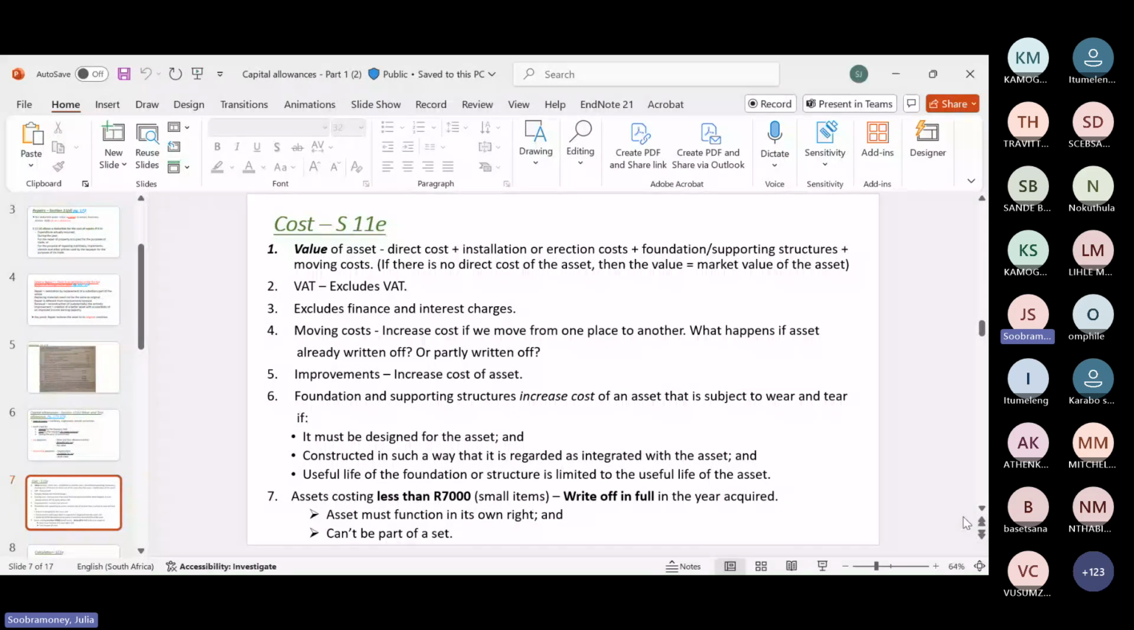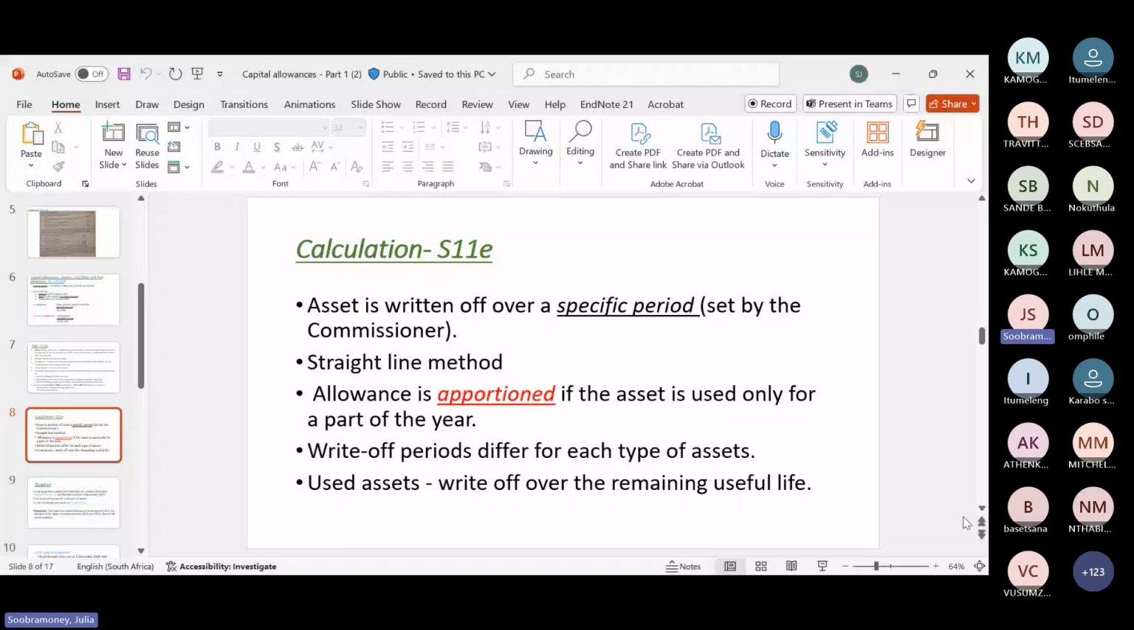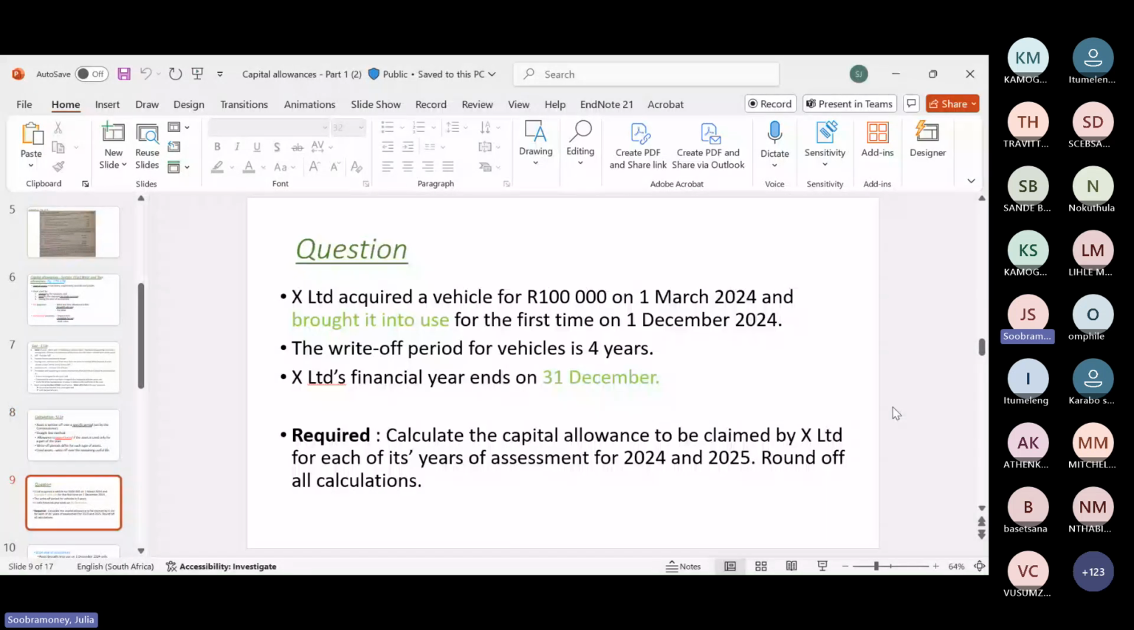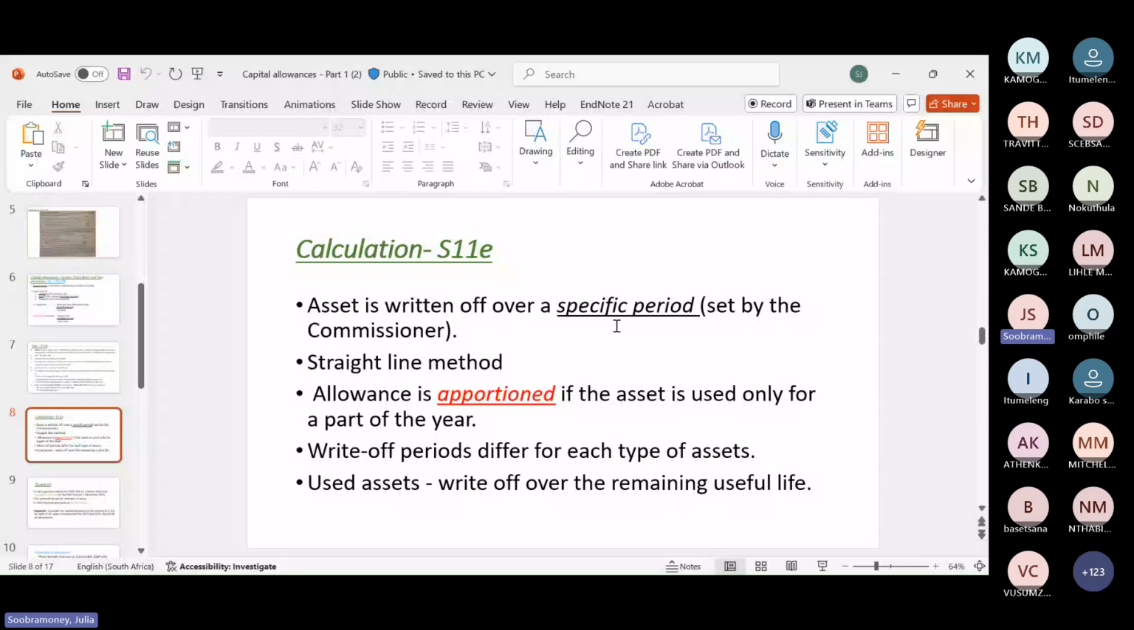Okay, so those are the small rules around the cost price of an asset that falls within section 11E. Now, how do we write it off? That's also important. How do you actually write off this asset? There are specific periods that are given for specific assets. Now, we will always give you this in a test. It will always say SARS allows Section 11E or wear and tear write-off period, and we will tell you laptops is 5 years, vehicles is 4 years. So this information will always be given to you.